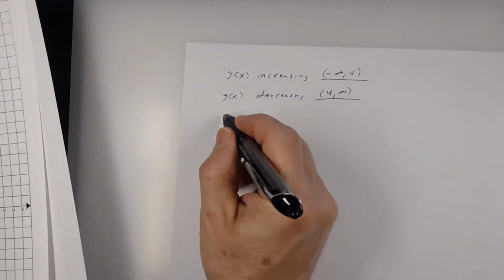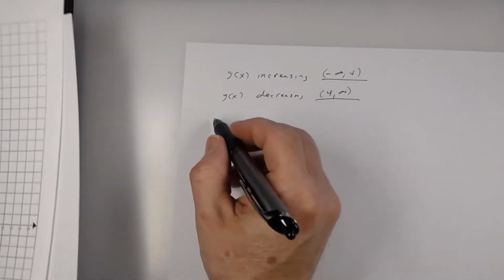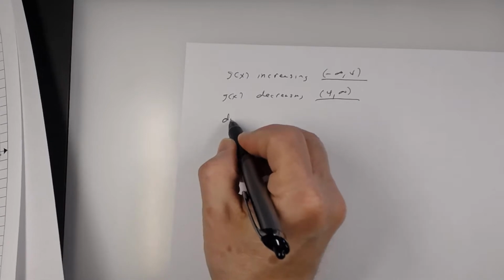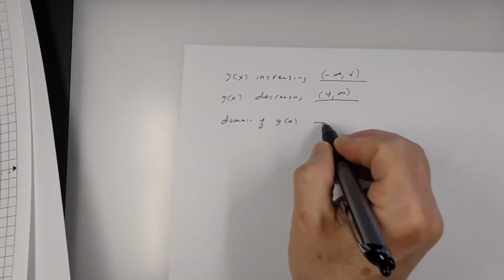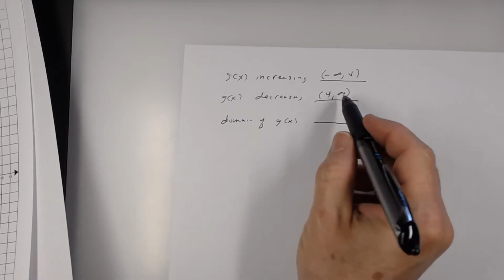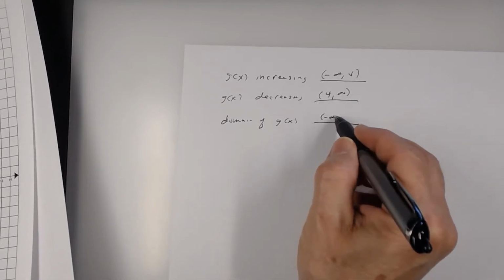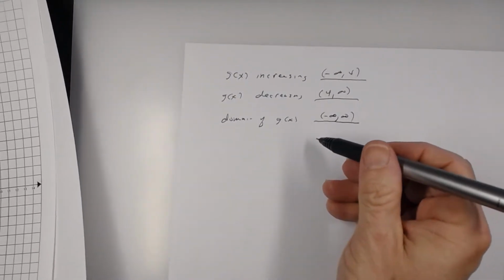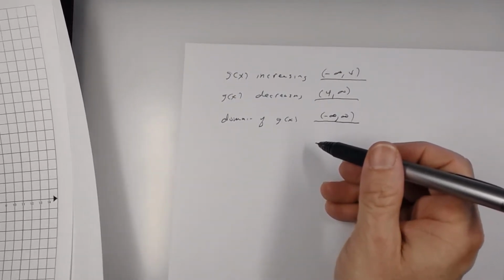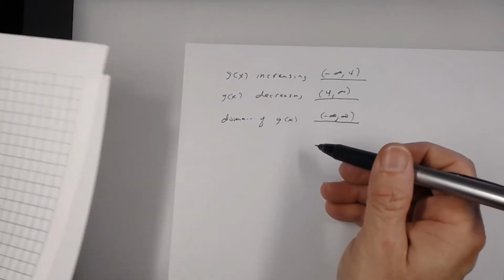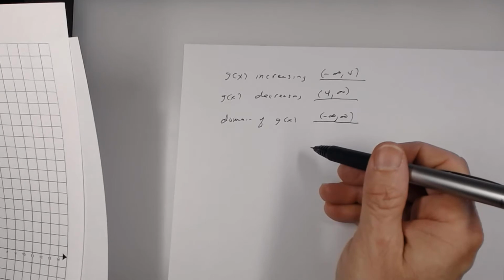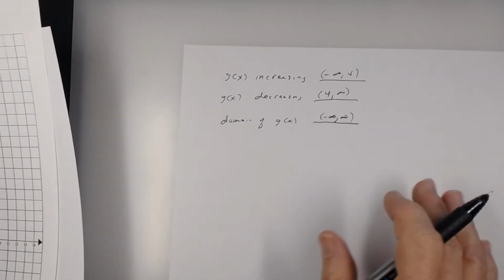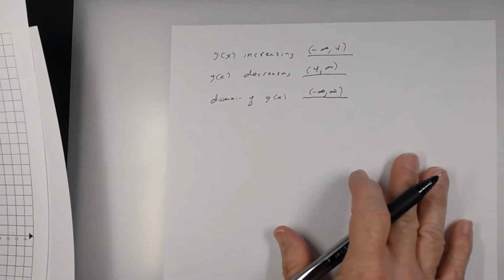All right. And without looking at the graph, you can tell me what the domain of g of x is. What's the domain? So it's all real numbers. Why? Without looking at this, you could tell me that. It's a polynomial function. Remember, all polynomial functions, that was in your last test. So all polynomial functions, the domain's all real numbers.